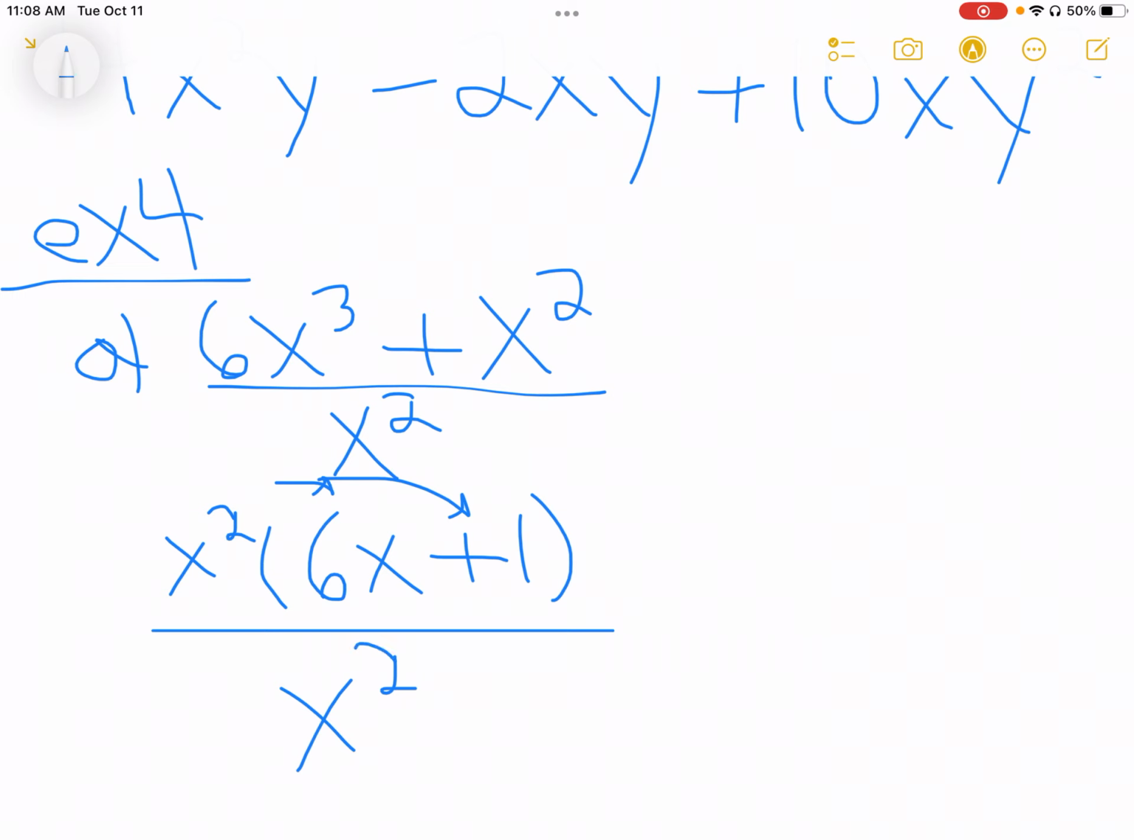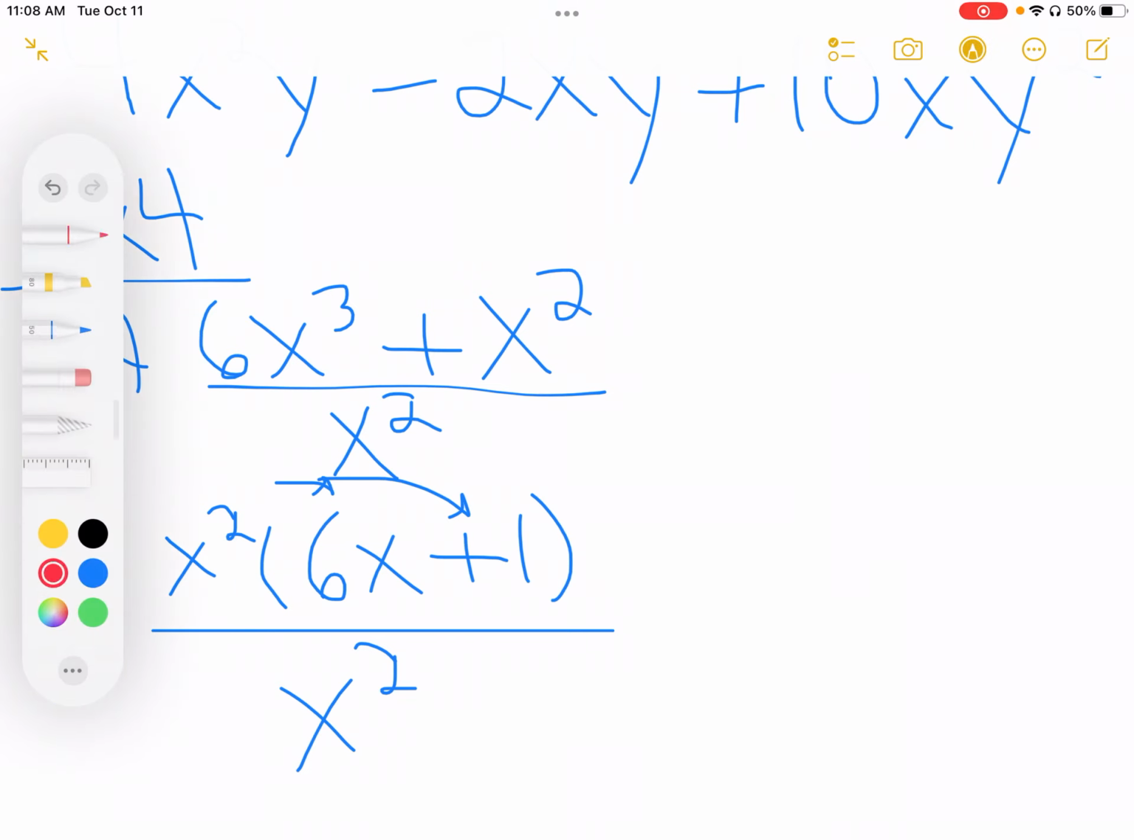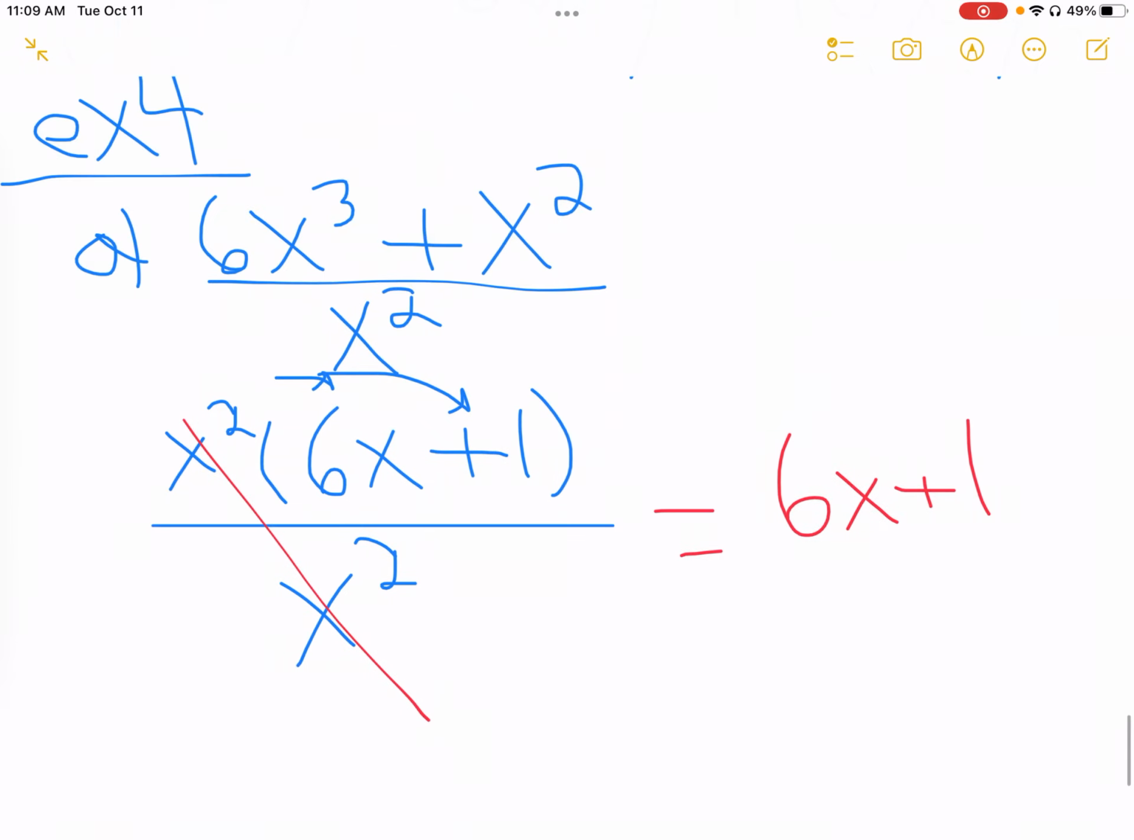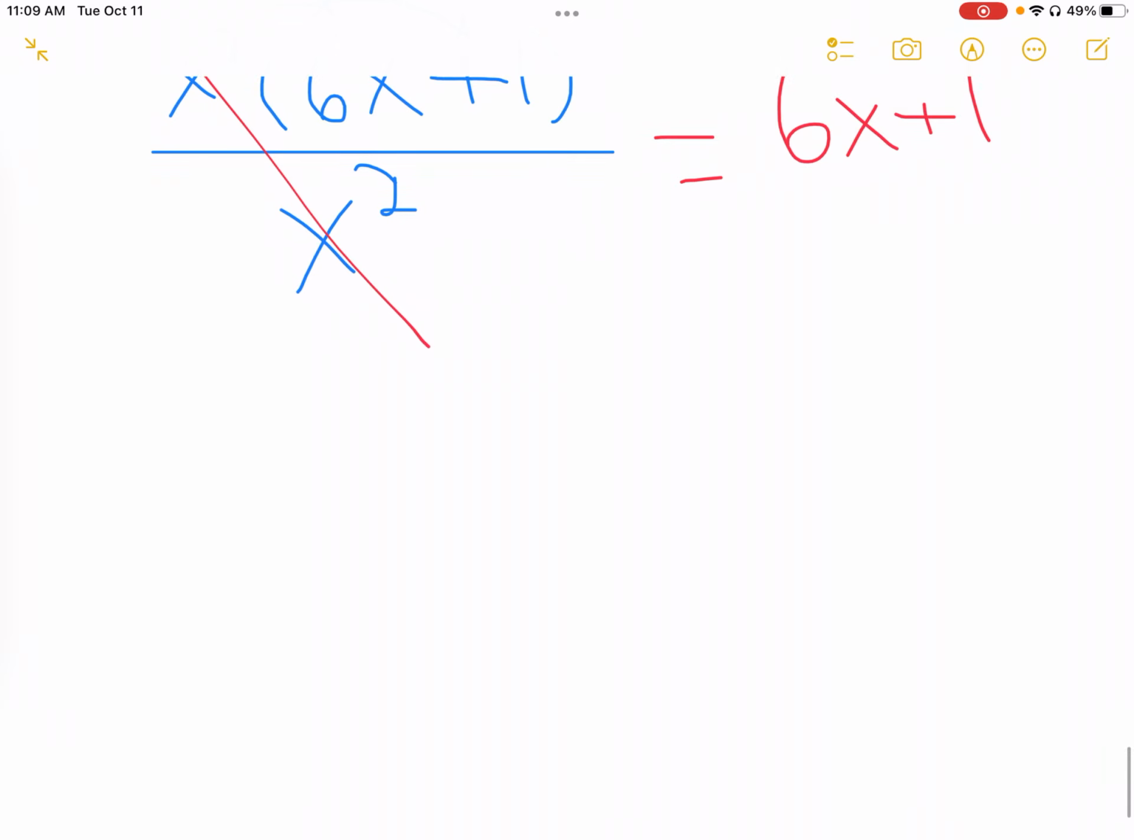Now what I see here is I have x squared on the top and x squared on the bottom, which means I can cancel those. And finally what I'm left with is just 6x plus 1, like that. Okay, so it simplifies this out, because it's a lot less to write.